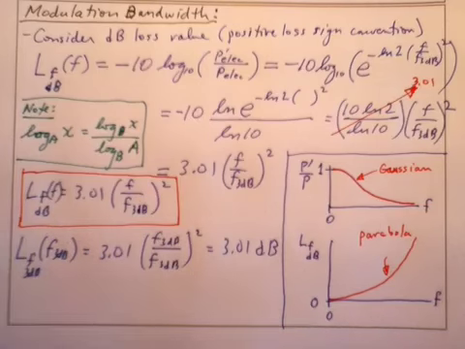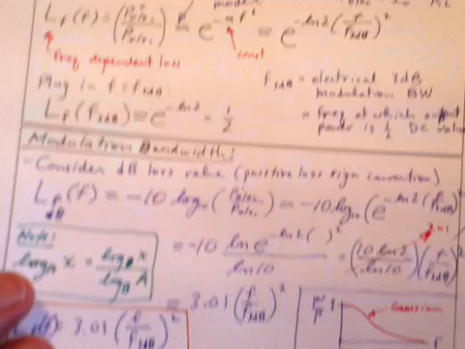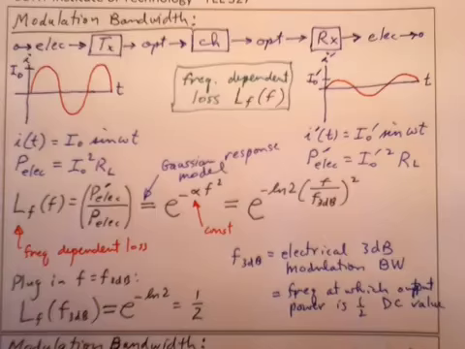So this is the basics of modulation bandwidth. So this f3 dB value characterizes the frequency that you have to go up to so that you've lost half the power in your signal due to this frequency dependent loss.